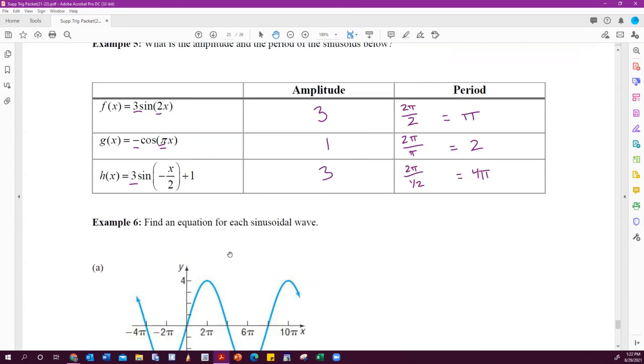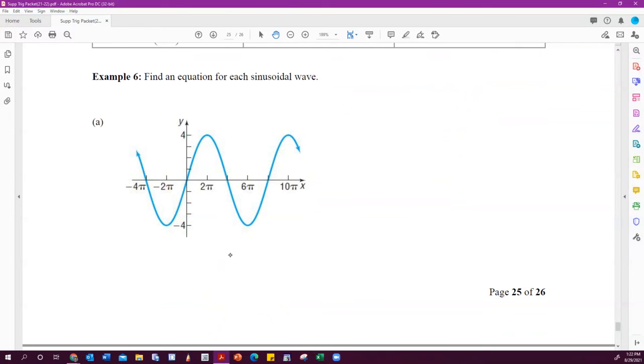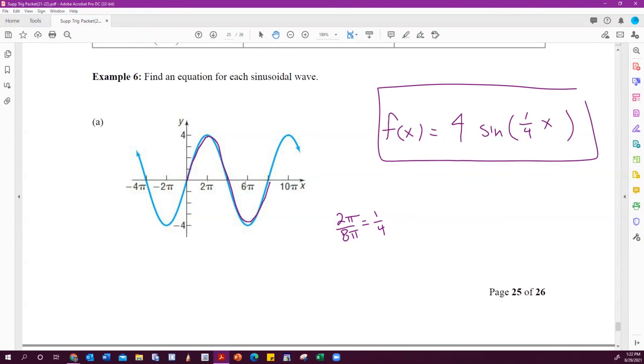Okay, last set of problems. Let's see if we can actually find some equations for these. So for this function, we can see that the parent function is a sine graph. I can see that the amplitude is 4. It goes up and down 4. And I can see that the period goes from 0, 2 pi, 4 pi, 6 pi, 8 pi. So I'll take 2 pi divided by 8 pi to see what my compression factor is. Compression factor is 1/4. And there are no shifts. So that's finally the answer to this, just 4 sine of a quarter of an x.